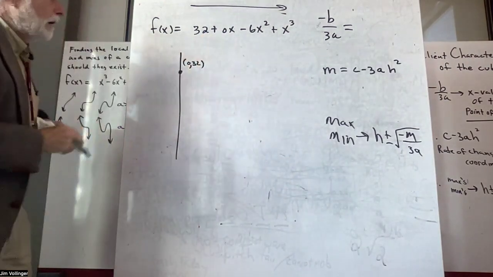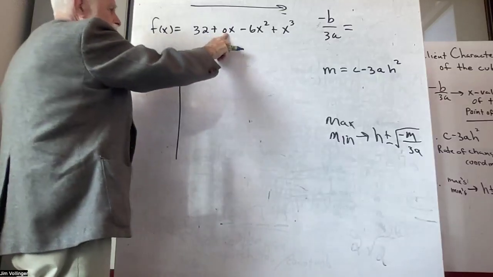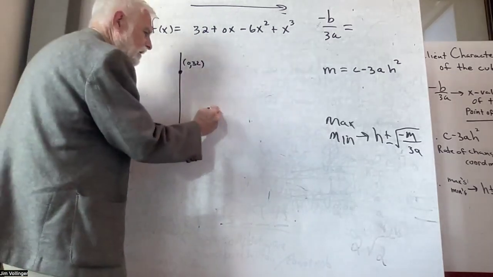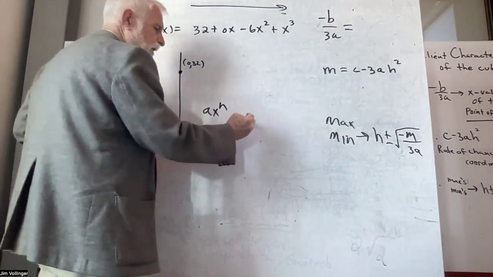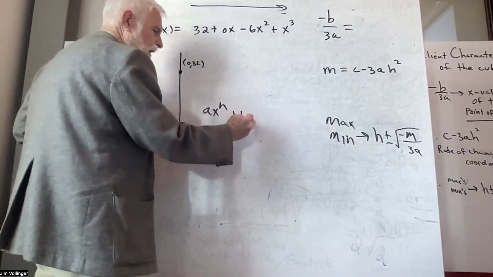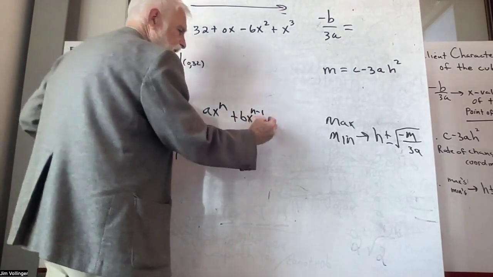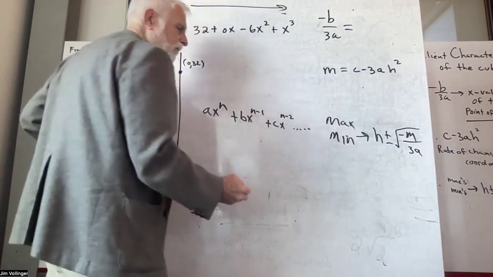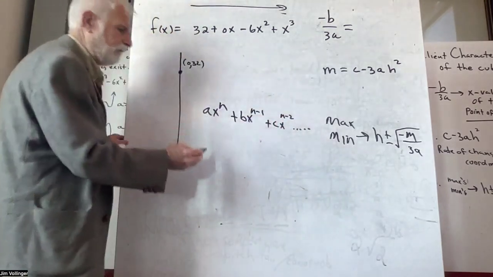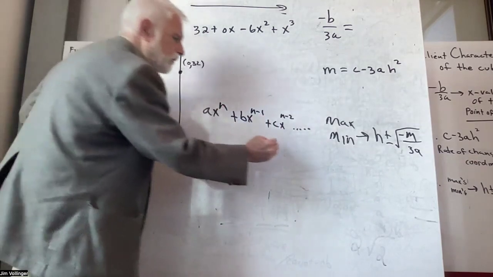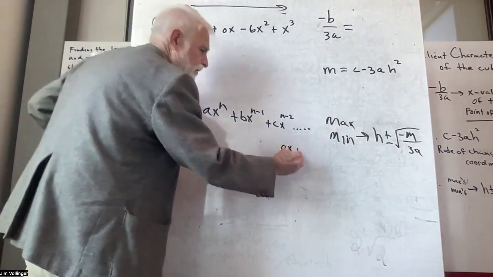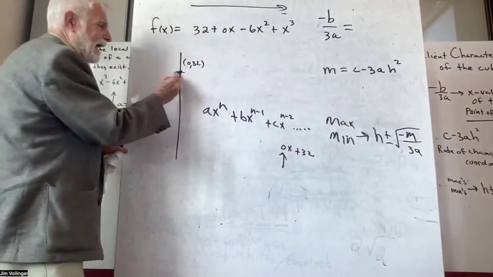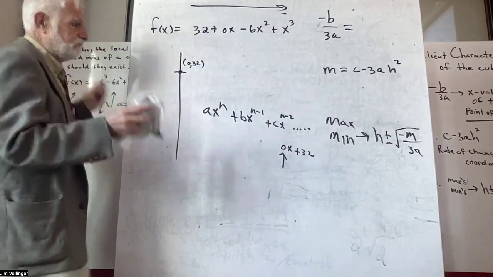And I know this is the dominant term for slope at the y-intercept for any polynomial, ax to the n plus bx to the n minus 1, plus cx to the n minus 2, keep going, keep going. Whatever you get at the end, this particular cubic is 0x plus 32. That's the slope at the y-intercept, so it's flat. So that much I know.